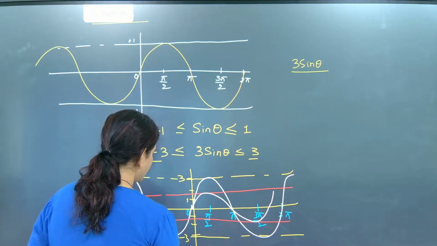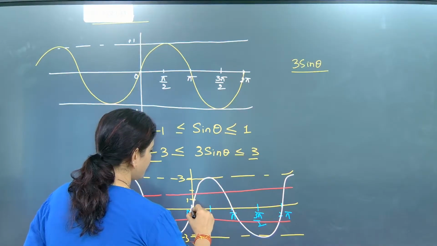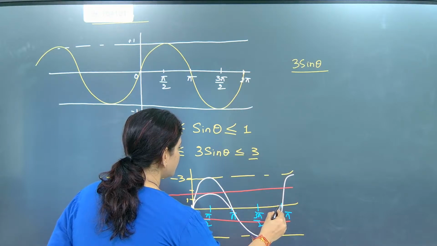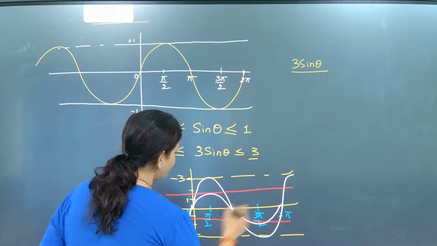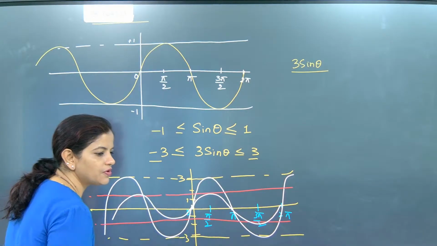So here, this part, wait. A little bit near I have drawn. So it is coming this, and after this it will come this. This graph is exactly sine theta and it will come like this. Its value lies between -1 and 1.